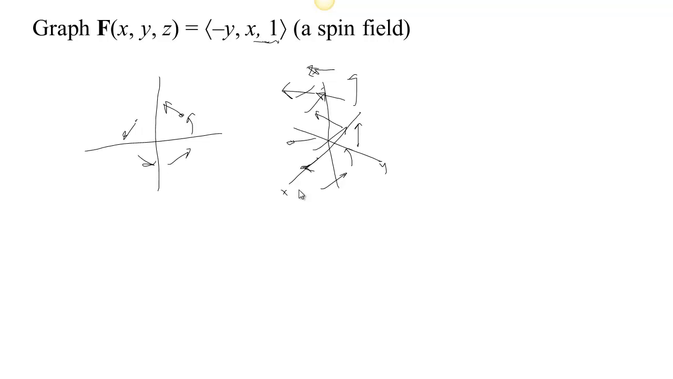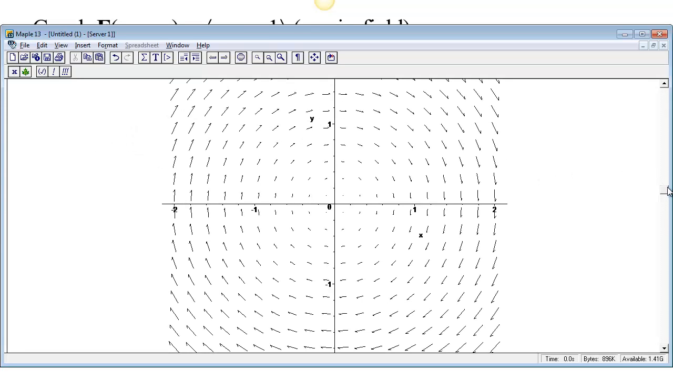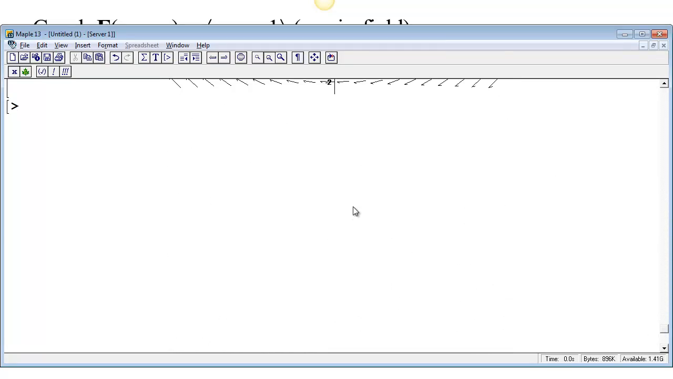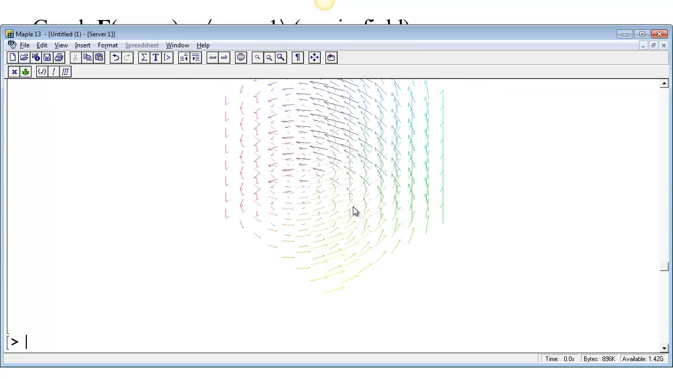It's a little bit hard to see, but we could use Maple to do it. If we have a 3-dimensional vector field, then the command in Maple is fieldplot3d. So we give our vector field, which was minus y, x, and 1, and then we just put ranges on our variables. We can do x from -2 to 2, y from -2 to 2, and z from -2 to 2. So we'll just look at this vector field in this little box here.